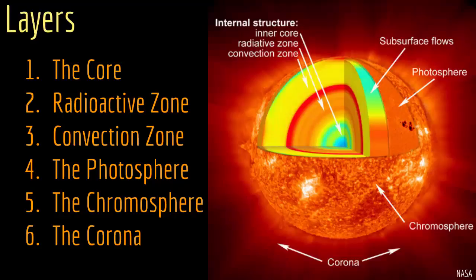The first one, the core, or the sun's core, is the central region where nuclear reaction that turns hydrogen to helium happens. The core has a temperature of about 50 million Celsius, comparing to the surface temperature of the sun, which is about 5,500 Celsius. So the core is about 50 million Celsius. The surface of the sun is about 5,500.